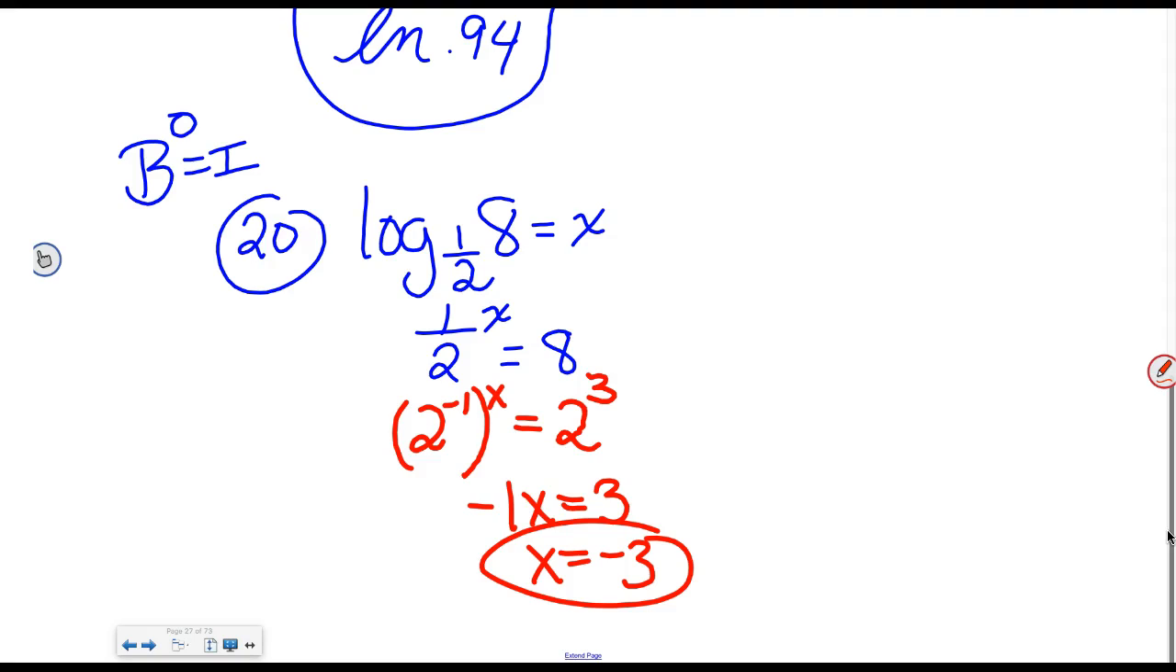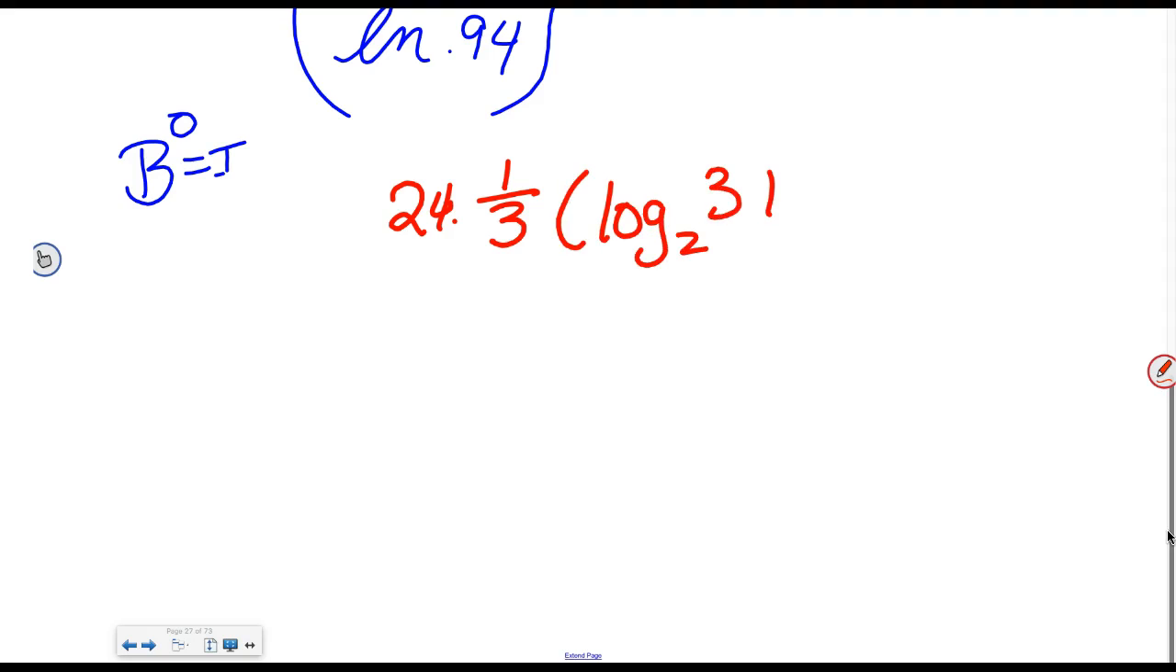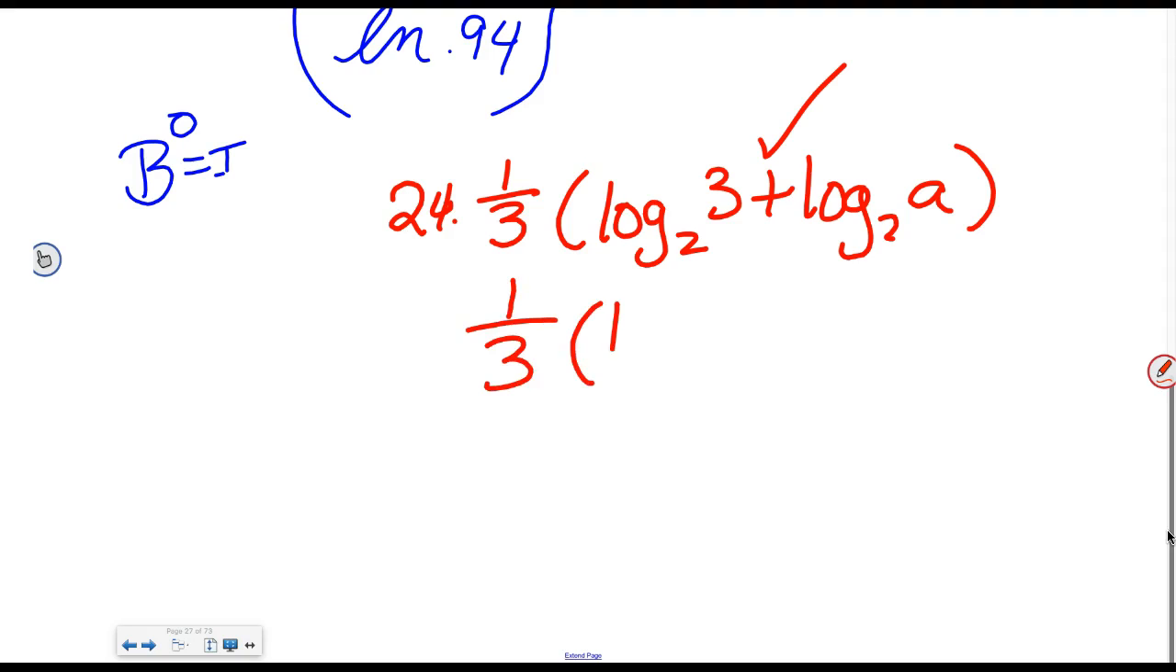Second to the last one up, number 24, using those log properties of the last couple days to condense the logarithm. So I have a 1/3 out front, and then I have a log with a base of 2, plus another log with a base of 2. And remember, addition condenses to multiplication. So the first squish on it I would do is make this log base 2 of 3a. I'd just go like that.